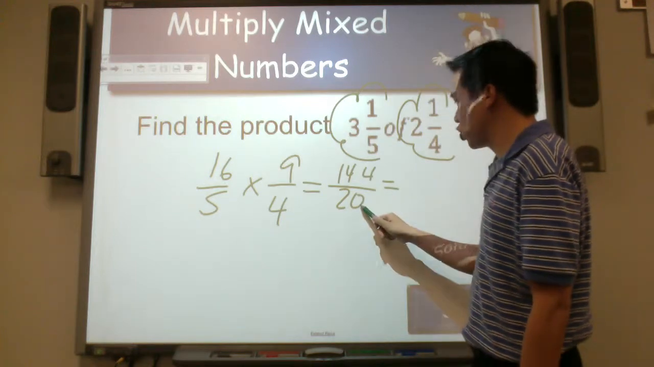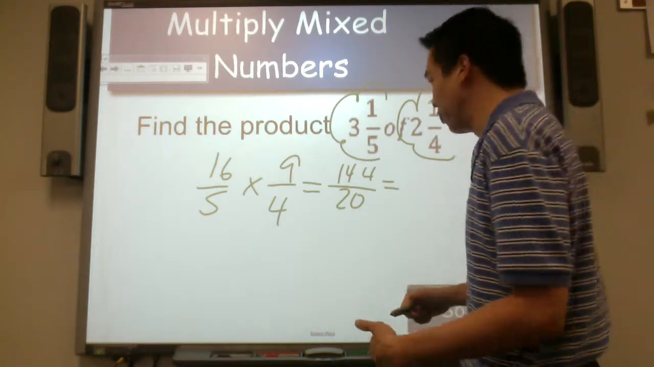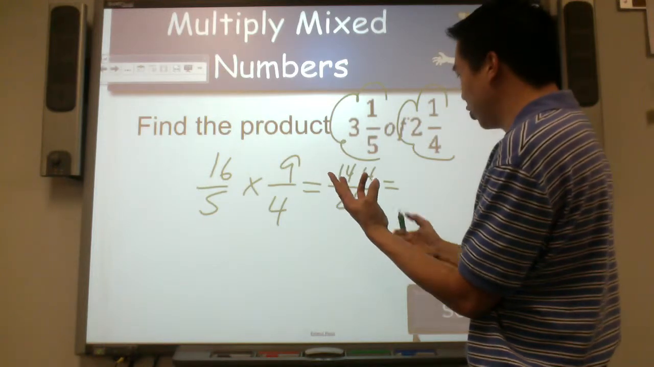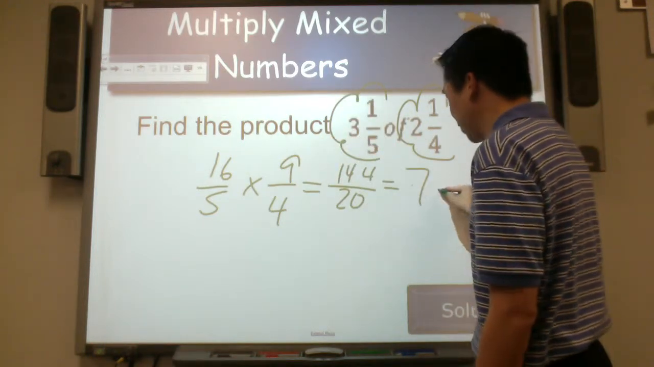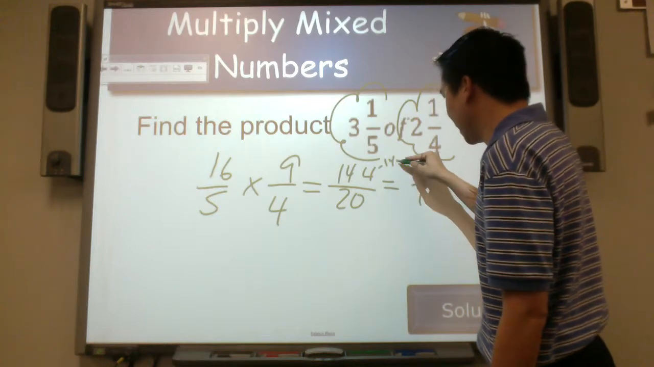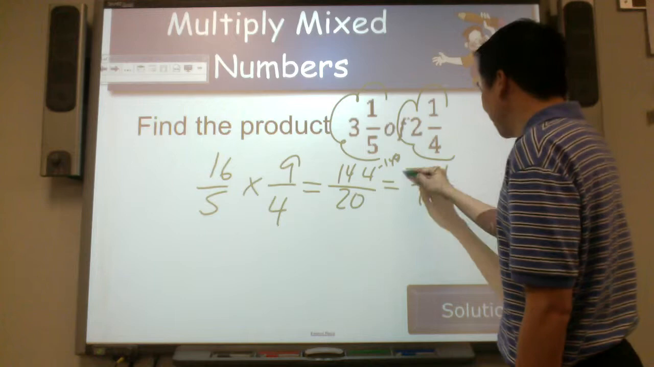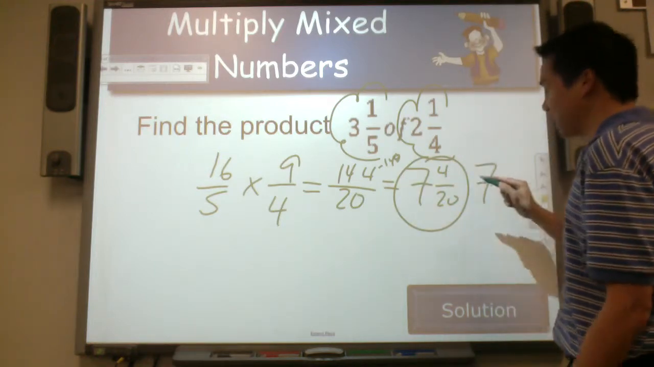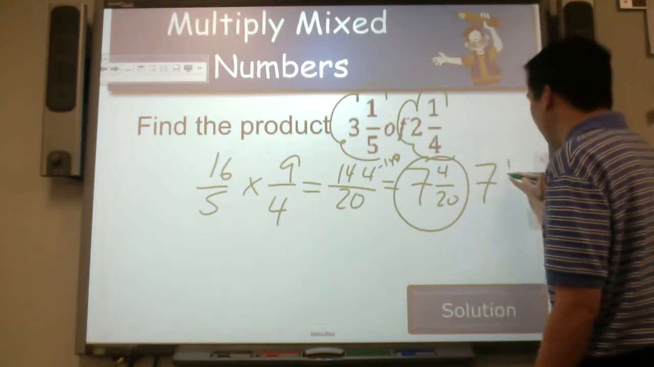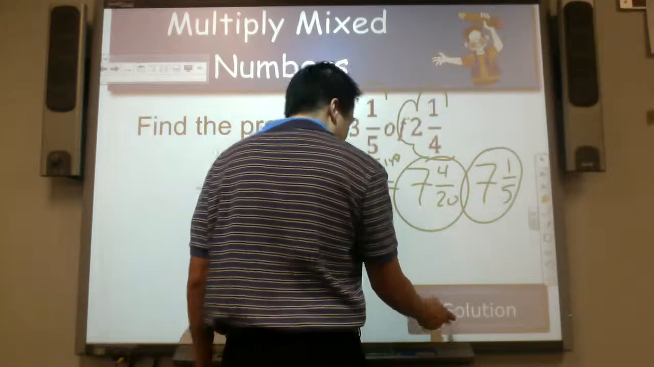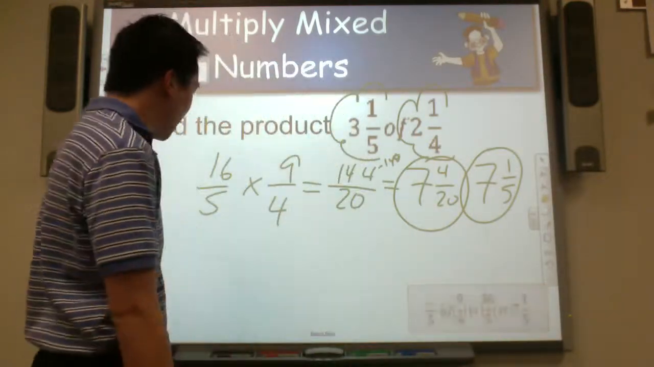How many groups of 20 go into 144? 20, 40, 60, 80, 100, 120, 140. 7 groups of 20, which is 140. What do you have left over as your remainder? 4. So 7 and 4/20, which simplifies to 7 and 2/10, or 7 and 1/5. That's one way to do it. And let's click our answer. We did get it correct.